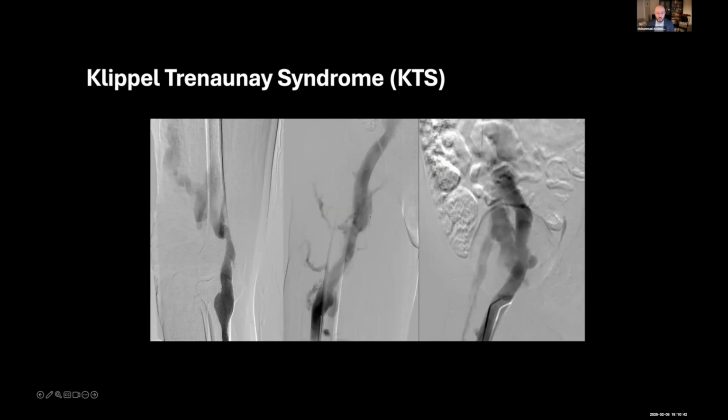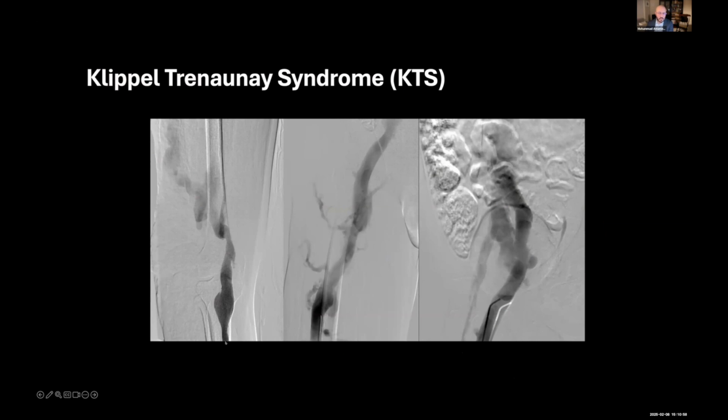So what do we do with these? We close them as soon as possible for several reasons. First, we're going to prevent the DVT and PE. Second, we're going to improve symptoms, typically pain and swelling. And then the third thing, we want to force the blood to go through the deep venous system.